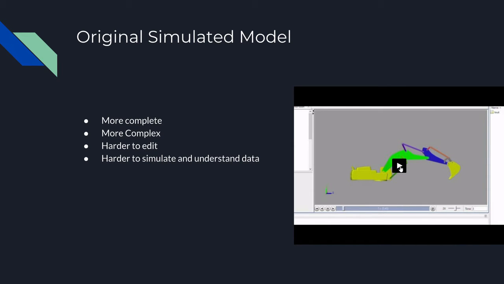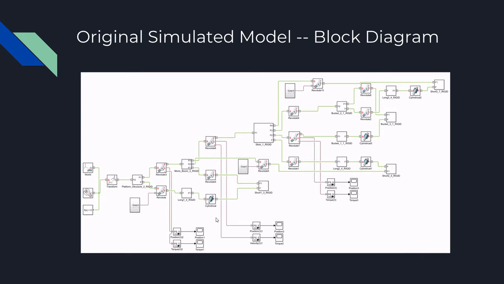So here's our original simulated model. It was a bit more accurate to what we have as our physical model. However, it became more complex to edit and understand the data. As we were starting to put in spring stiffness and damping coefficients and messing with equilibrium positions, we just found that we could not find a way to anticipate what we could get or understand what data we were able to get. And here's our original block diagram with all the sensors and revolutes involved.